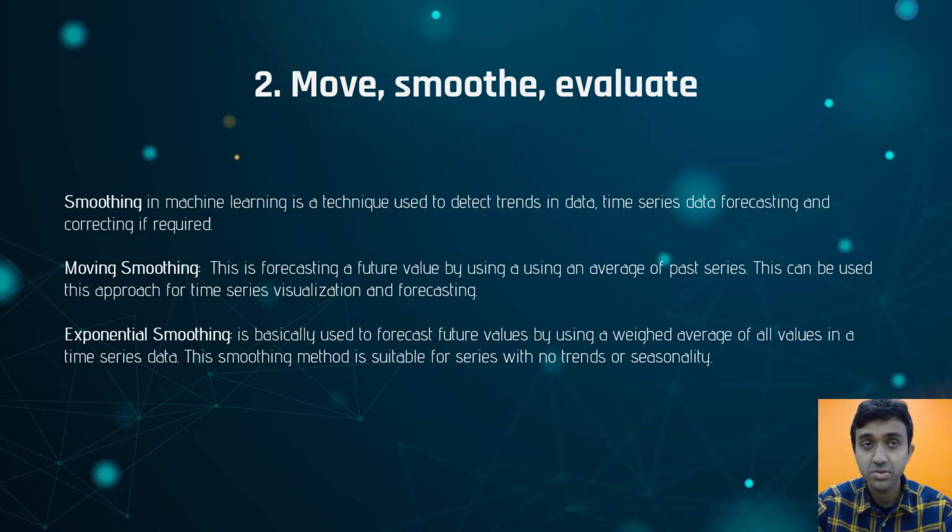This is a technique wherein we forecast a value by using an average of all the past series, and this approach is basically used for series visualization and forecasting. So next part is the exponential smoothing, in which we forecast the values by using a weighted average of all values in a time series data, and this method is basically suitable for series which has no trends or seasonality, just like the ARIMA.